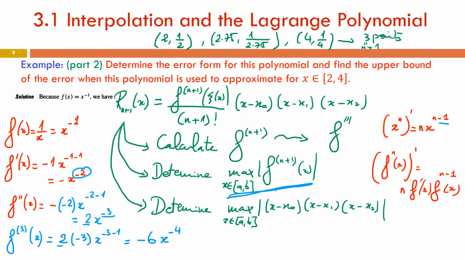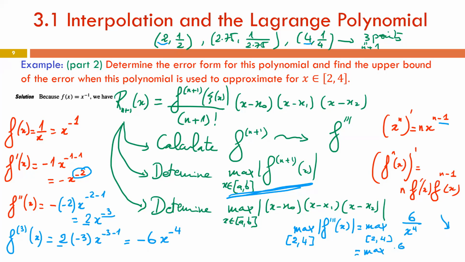Now we need to determine the maximum of this derivative. On which interval? What will a and b be here? They are the first point 2 and the last point 4. We are working on this interval [x0, xn]. So what is the maximum value of this function on [2, 4], without the minus sign, so 6 over x to the power 4? We can see that this is a decreasing function, so its fourth derivative is negative. So the maximum is reached at the left endpoint, so 2 to the power 4. So 6 over 16, which is 3 over 8. So this is the first value.